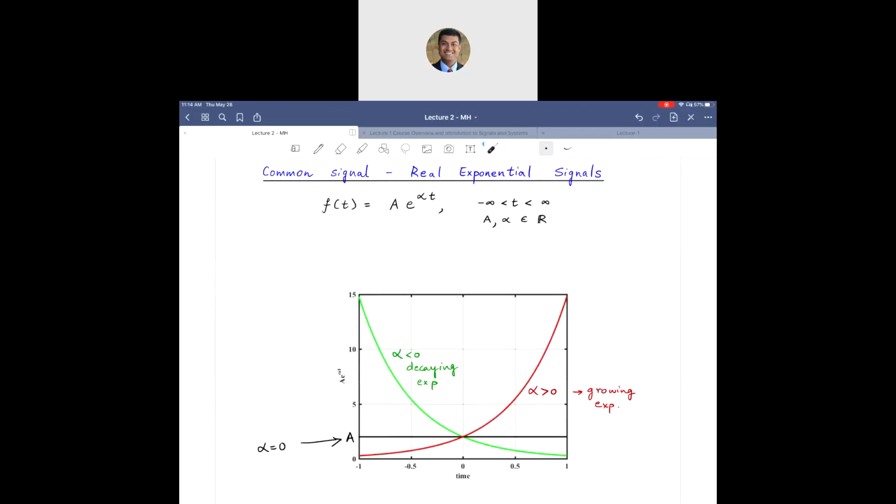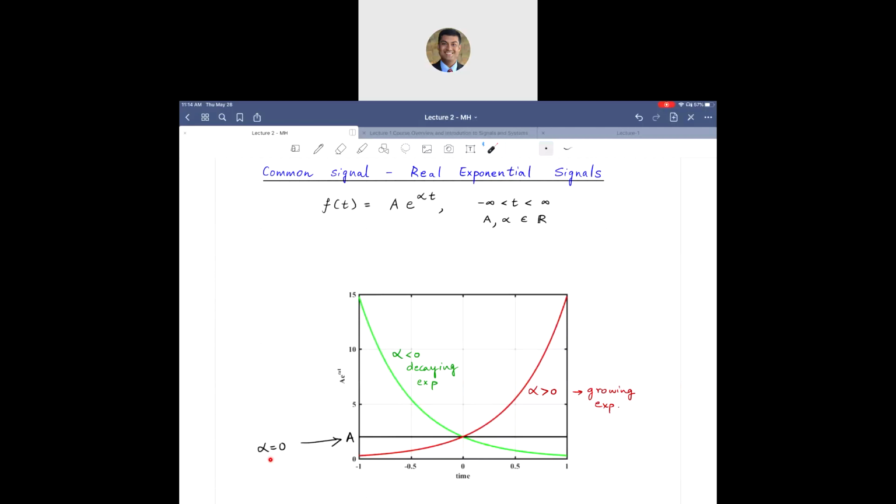That's when alpha is greater than 0, for some arbitrary real a. In this case, a is positive. When alpha is less than 0, and if you sketch it for time going from negative infinity to infinity, in this case I'm only sketching from negative 1 to 1, that real exponential will be a decaying exponential. The green color is chosen because in most systems, when that decaying exponential is observed, it is indicative of stable behavior, good things happening.